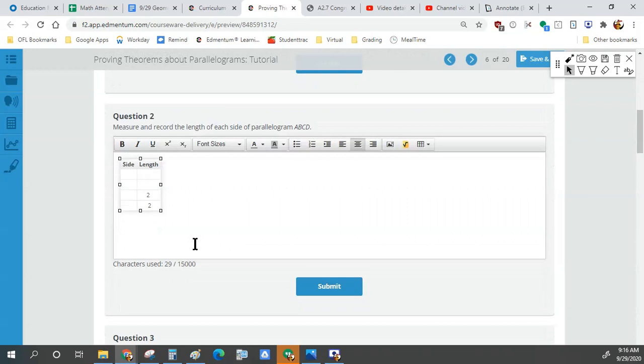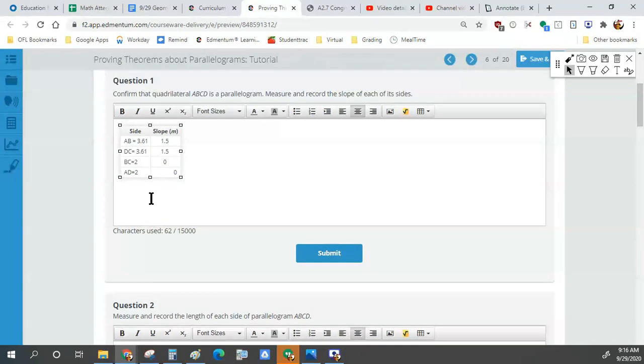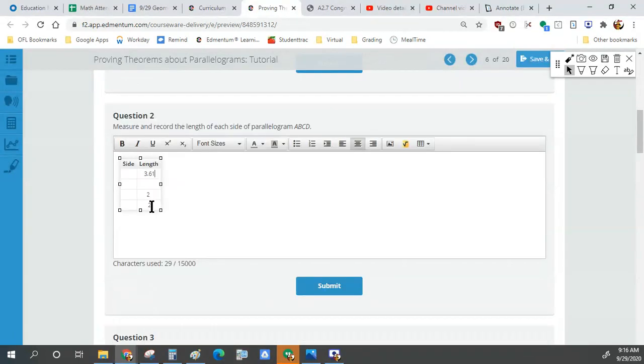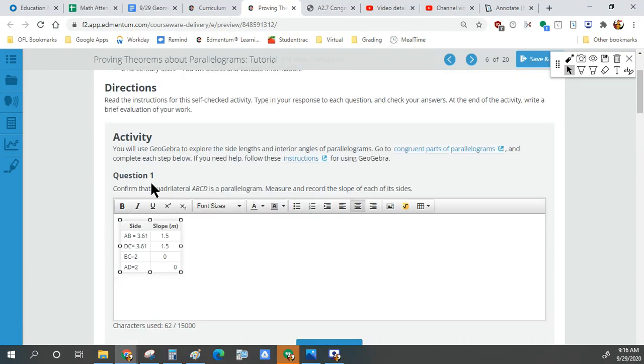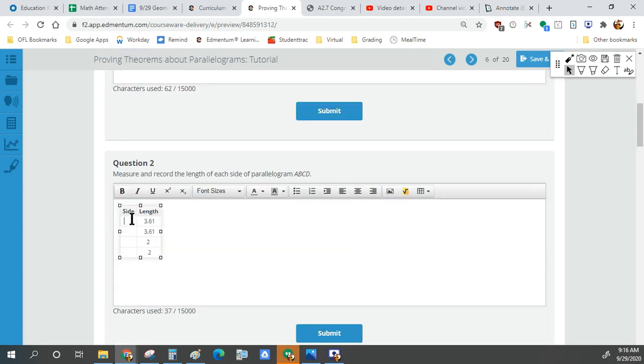This one was 3.61. 3.61. My lazy. Oh, I don't think this will work. I was like, I can just copy and paste it, but I can't.